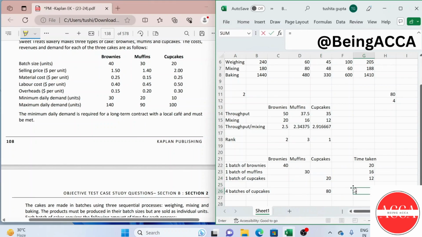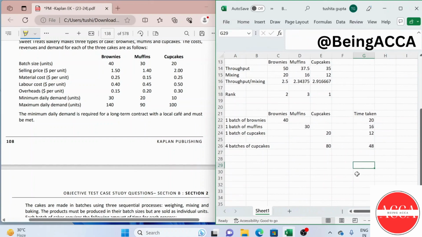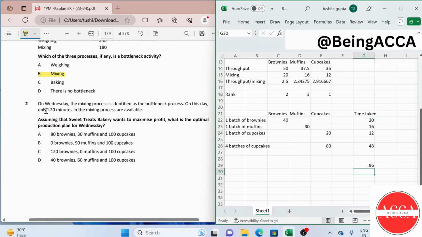Now let's see how much time this has taken. One batch was taking 12 minutes, and I have made 4 batches. Let's see how much time I have already used. I have already used 96 minutes, and the total that I had on this day was 120. So how many minutes am I left with? This is 120 minus my used minutes, which leaves 24.